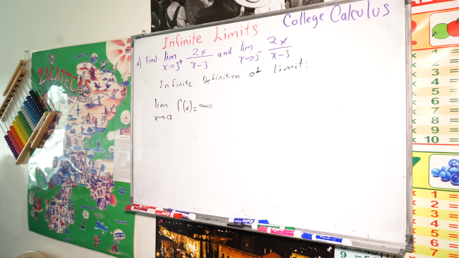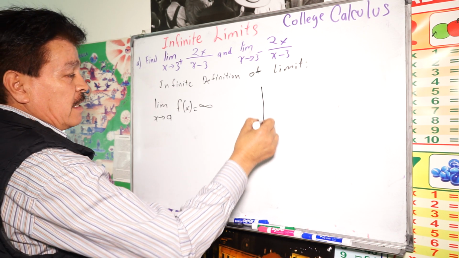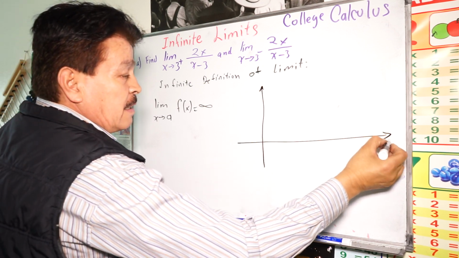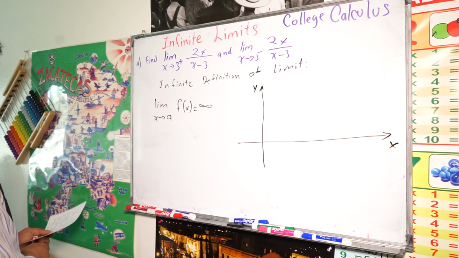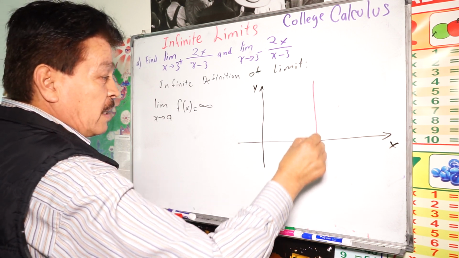let f be a function defined on both sides of a, except possibly at a itself. Then, for instance, you have this graph here. Let me show you. This is what we are talking about, the vertical lines. You have the vertical line right here.